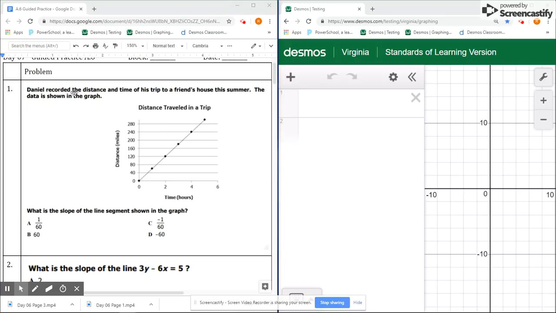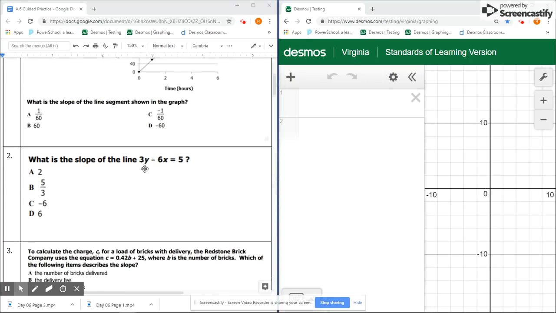Number 1, Daniel recorded the distance and time of his trips to a friend's house this summer. The data is shown in the graph. Here's the graph. What is the slope of the line segment shown in the graph? You need to work with your group to find the slope for this graph here. I'm going to move to number 2.